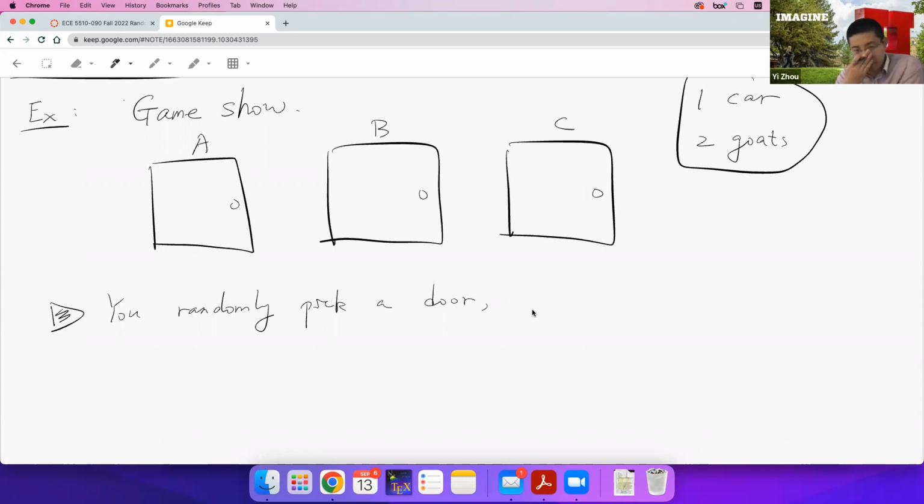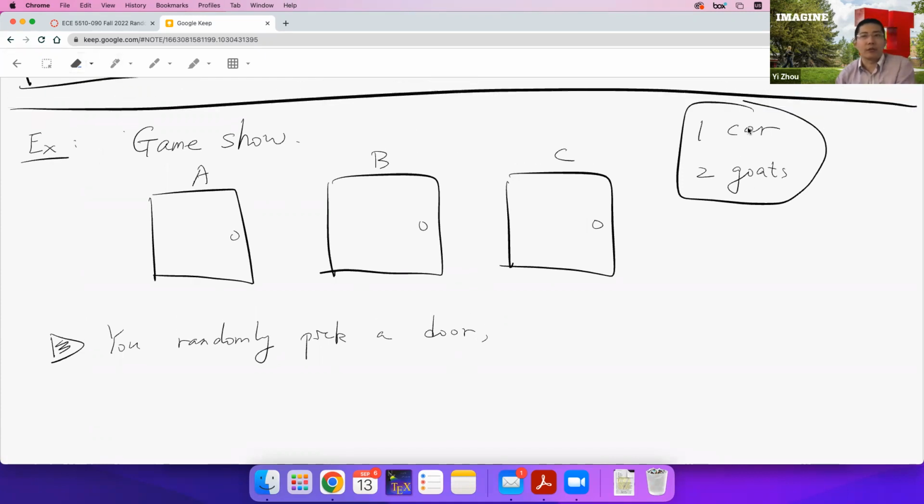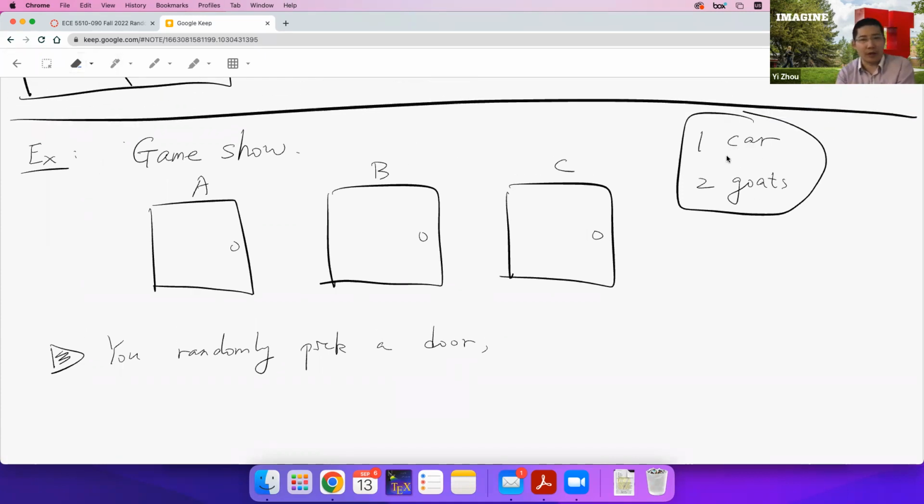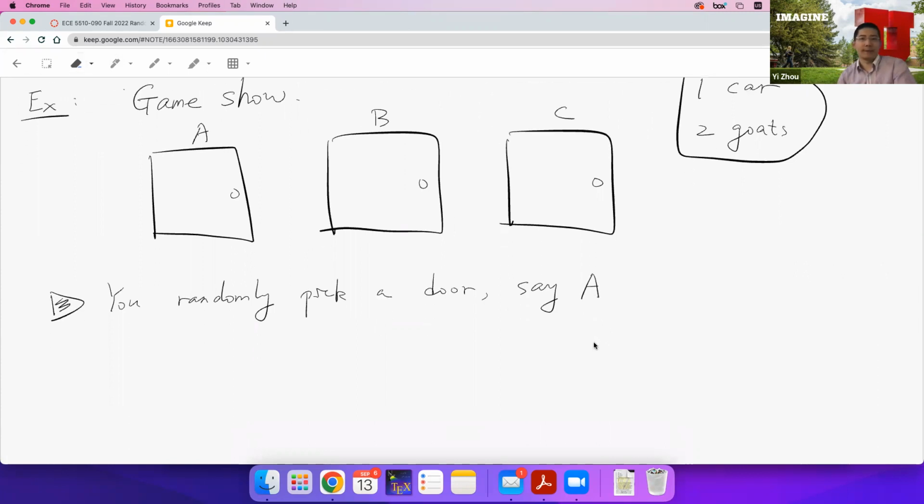So you first randomly pick a door. Let's say you pick door A. We can assume you always pick door A because these gifts are randomly, uniformly assigned, so their location is totally random. Okay, you randomly pick a door, let's say it's A.